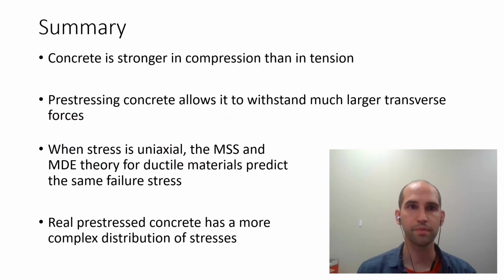So in summary, we learned that concrete is stronger in compression than in tension. And that's why engineers often pre-stress concrete to allow it to withstand much larger transverse forces. When our stress is uniaxial, the MSS and MDE theory for ductile materials predict the same failure stresses. And we talked quickly about how real pre-stressed concrete has a more complex distribution of stresses.